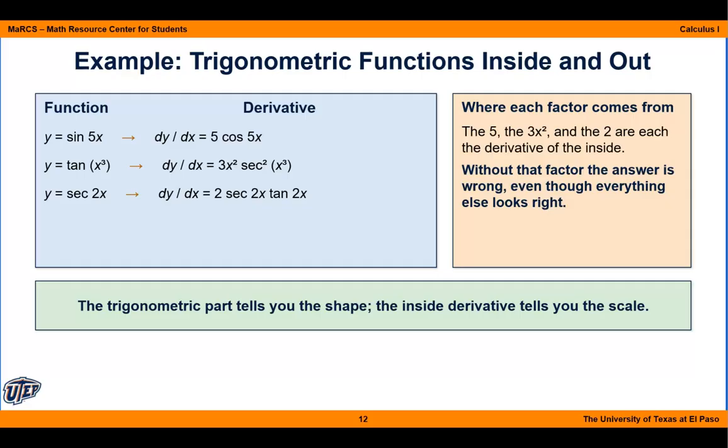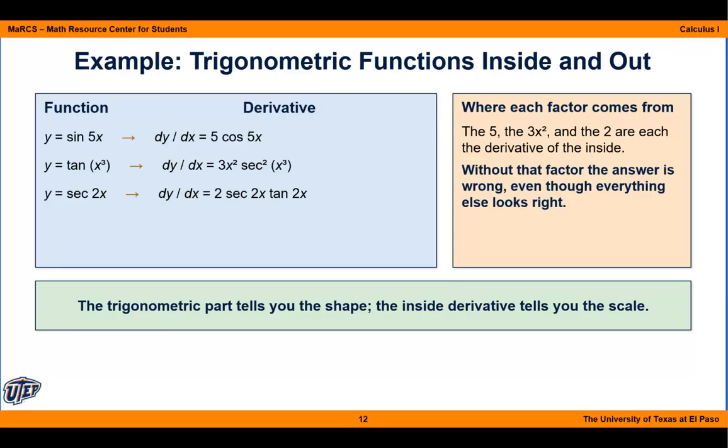Each example uses a familiar trigonometric derivative followed by the derivative of the inside. For y equals sine of 5x, the sine becomes cosine and the derivative of 5x supplies a factor of 5. That would give us dy/dx is equal to 5 cosine 5x. For y equals tan x cubed, the tangent becomes secant squared, while the derivative of x cubed supplies 3x squared, giving us dy/dx equals 3x squared secant squared of x cubed.